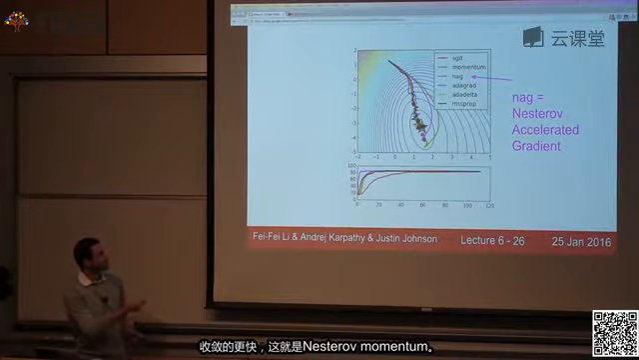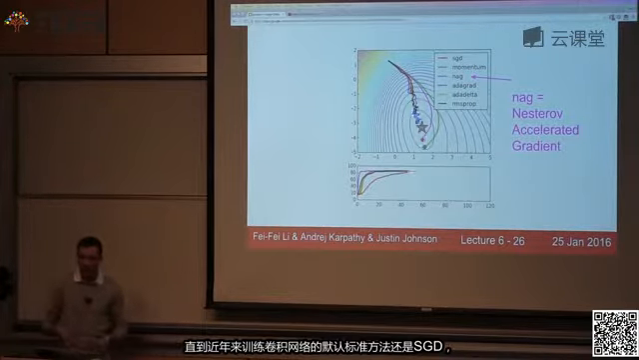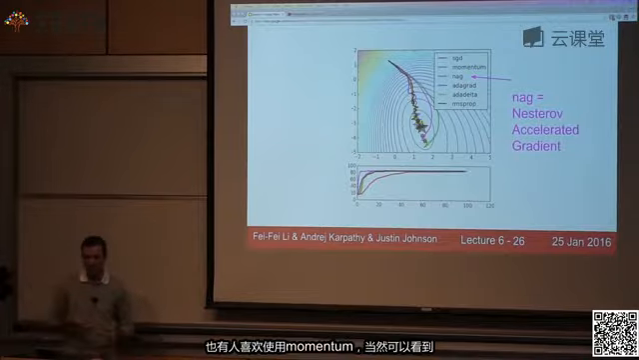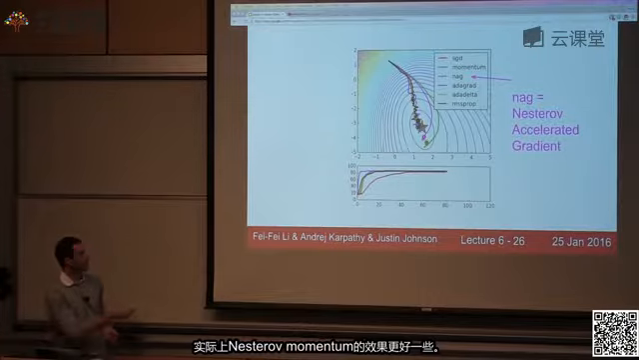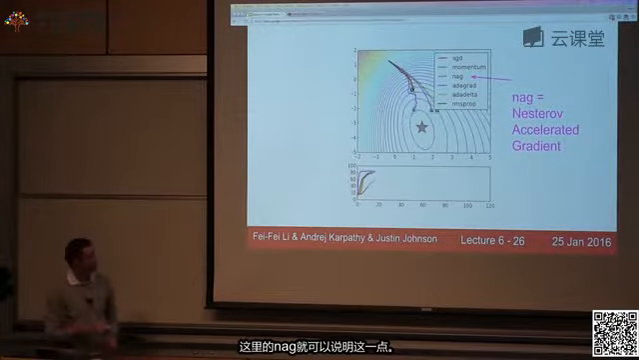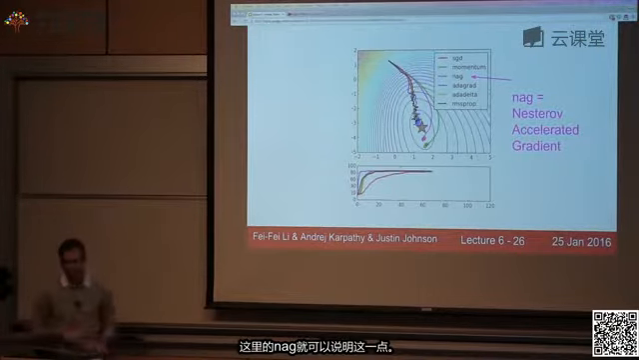So until recently, SGD momentum was the standard default way of training convolutional networks, and many people still train using just momentum update. So this is a common thing to see in practice, and even better if you can use Nesterov accelerated momentum. So NAG here stands for accelerated gradient.